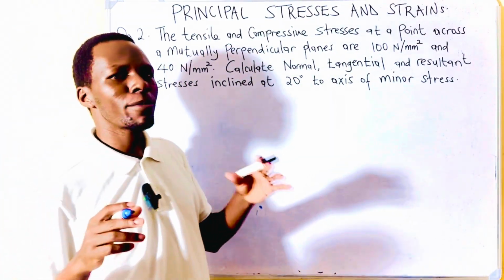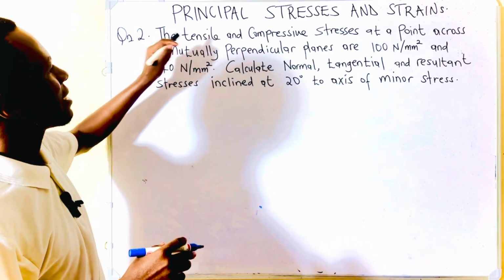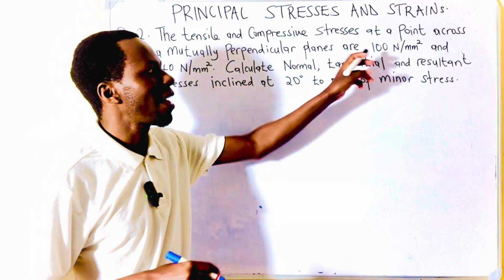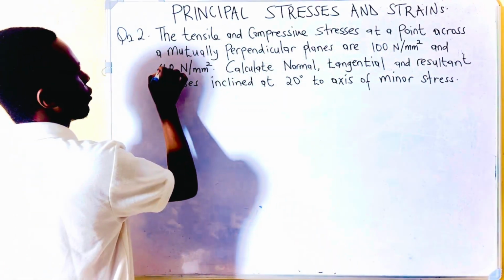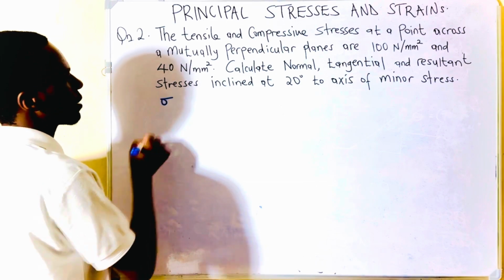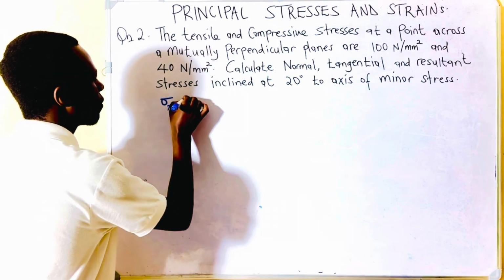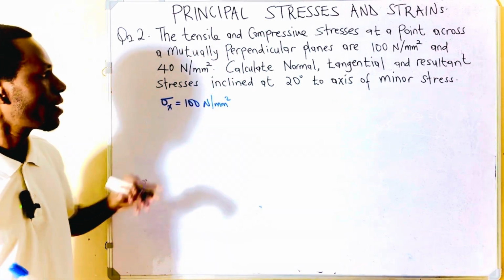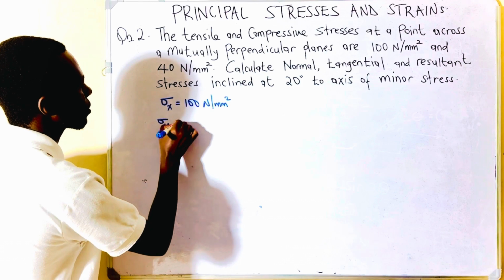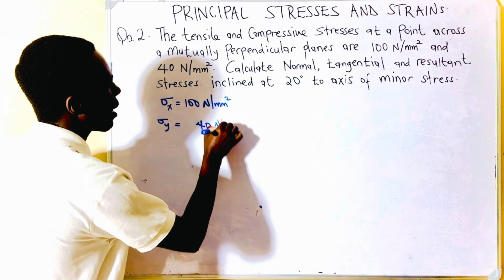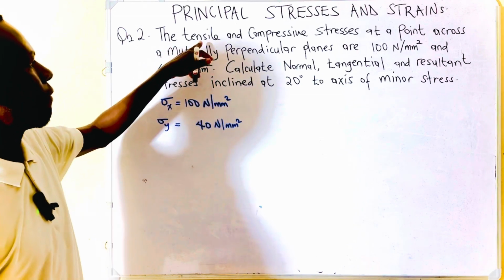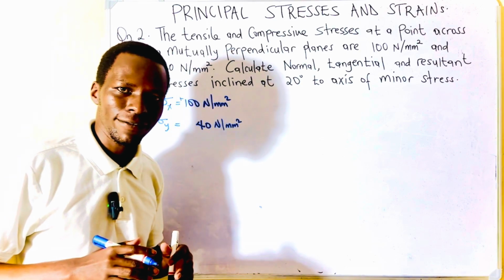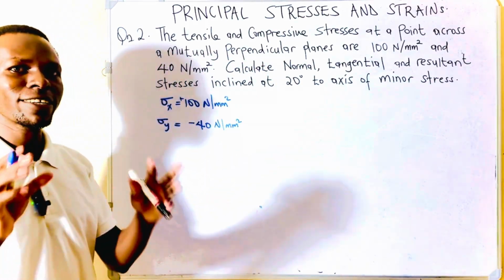Well, in our second problem for today, the question has been given that the tensile and the compressive stresses at a point across mutually perpendicular planes are 100 and 40. Then that means what is given is, we have sigma x already given as 100 Newton per millimeter square, and sigma y is also given to be 40 Newton per millimeter square. Now they said the first one is tensile, so that means it is positive. Then the second one is compressive, that means it is negative. So you need to take note of that.